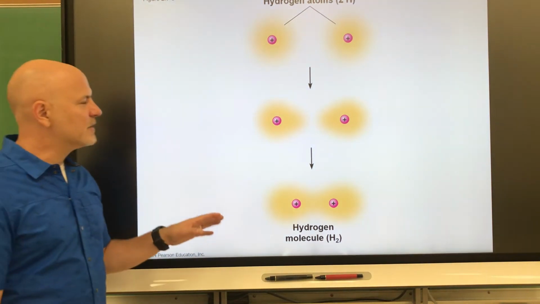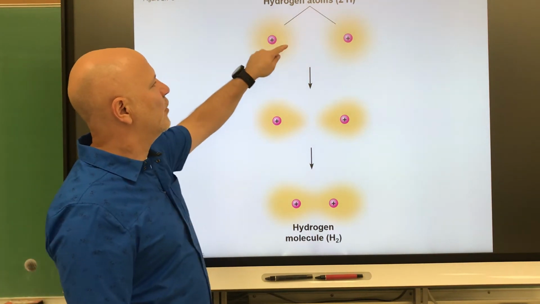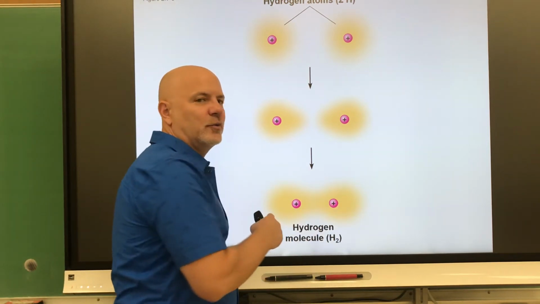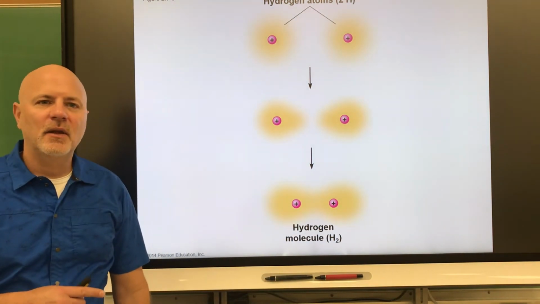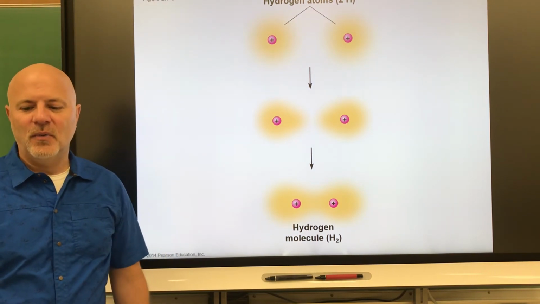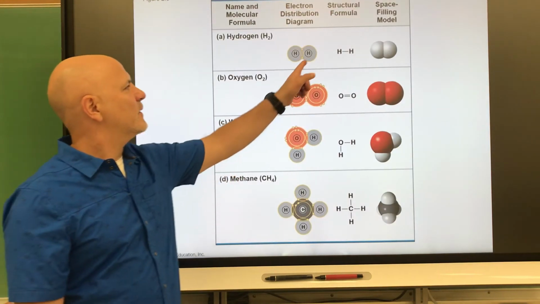So this is what we see with 2 hydrogen atoms. Each hydrogen atom has only 1 electron, but if they come close together, now both of those will share those 2 electrons. They both have a full outer energy level, and they're both happy. So with a single bond, they're going to share 2 electrons. So that's what we see here.